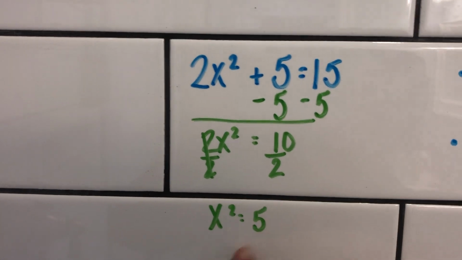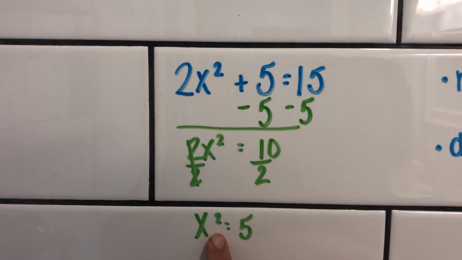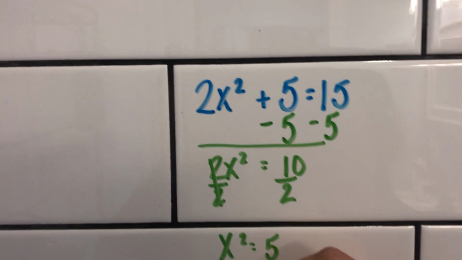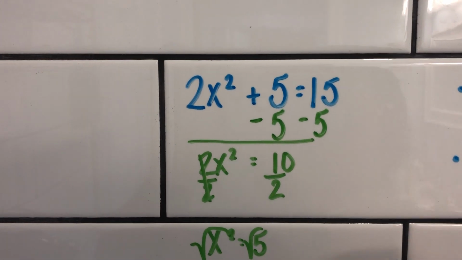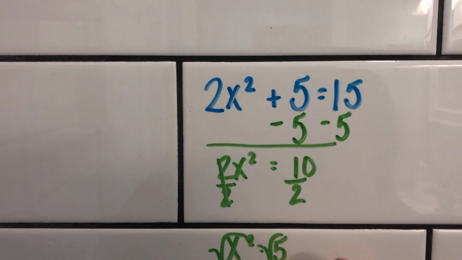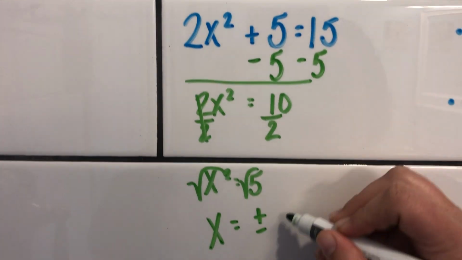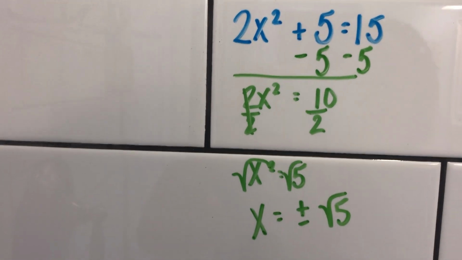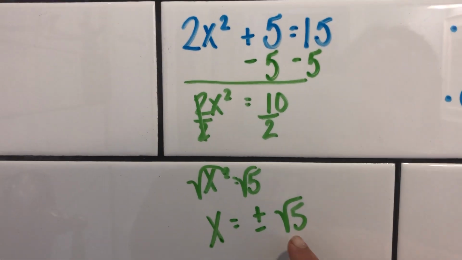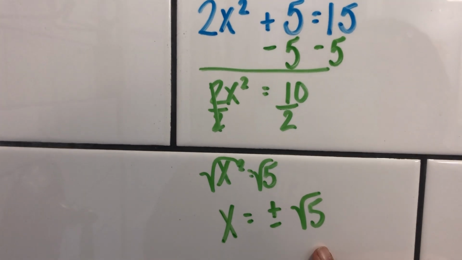Now I need to undo that squared, so I'm going to do the square root of it. And what you notice here is this is not a perfect square. The 5 is not a perfect square. So I'm left with x equals plus or minus the square root of 5. And depending upon what the directions ask you to do, this is actually simplified radical form. You would be done here.